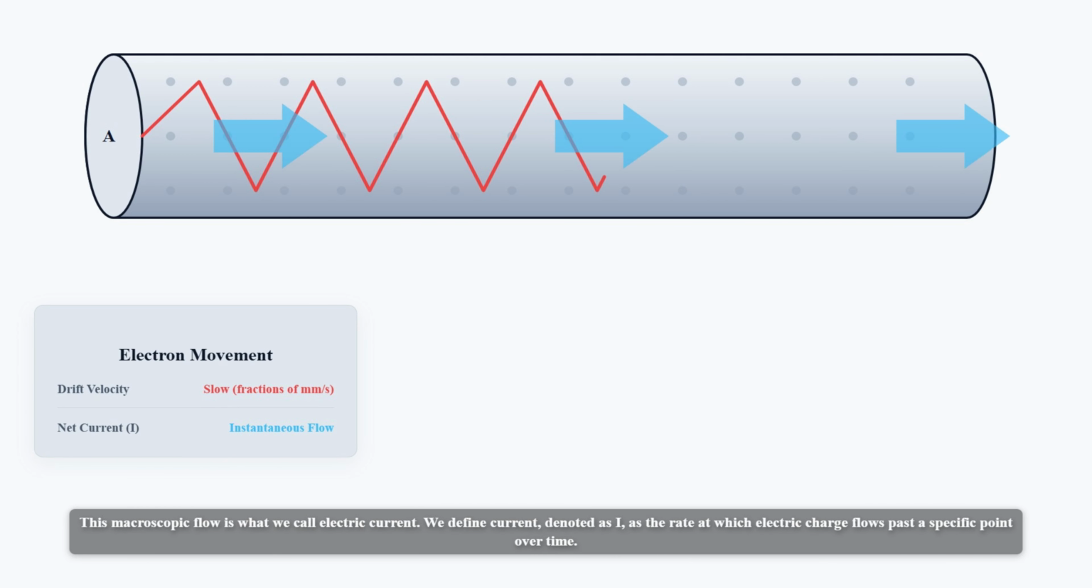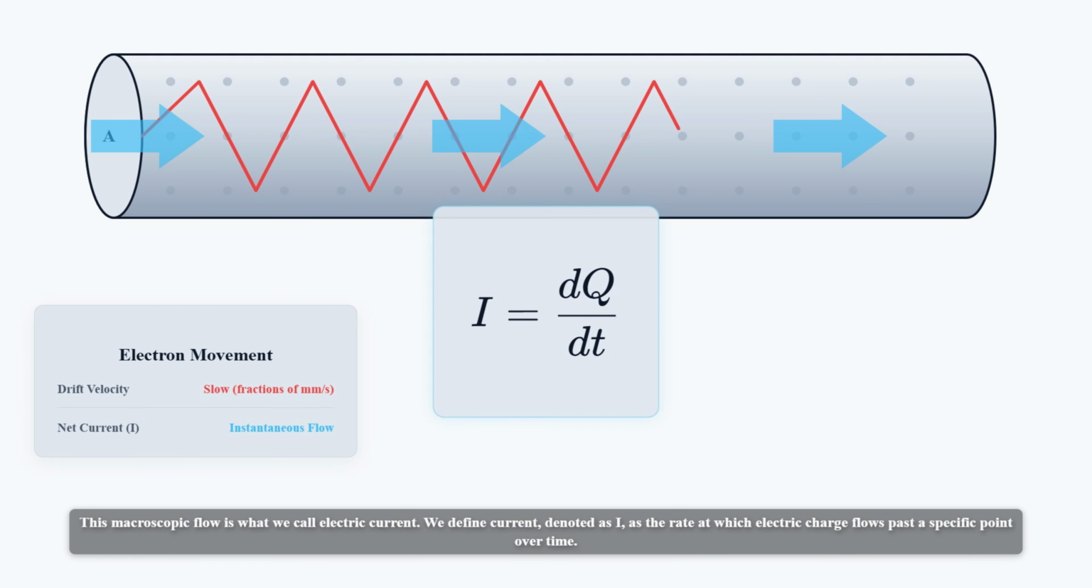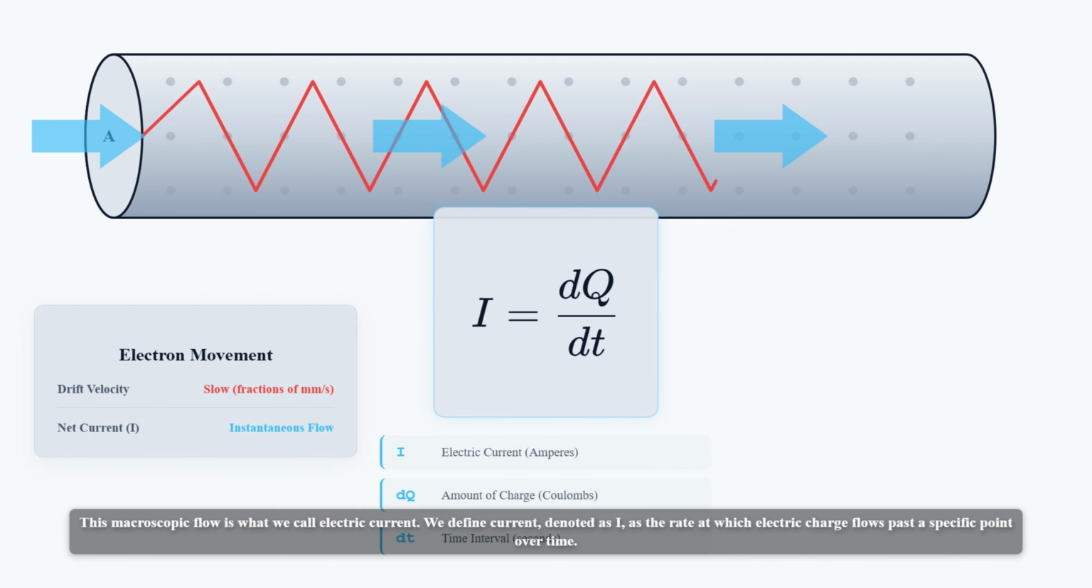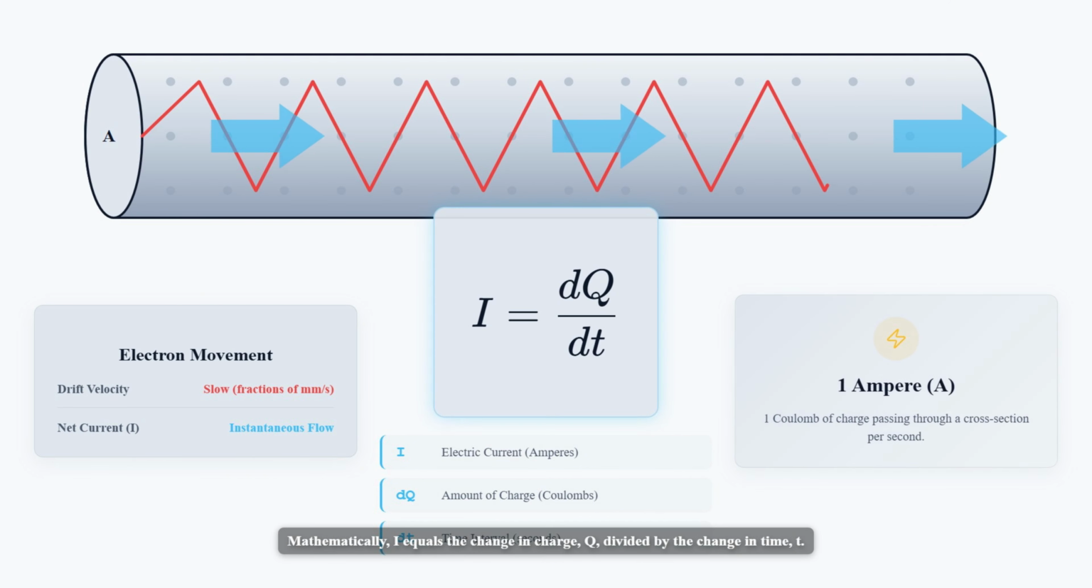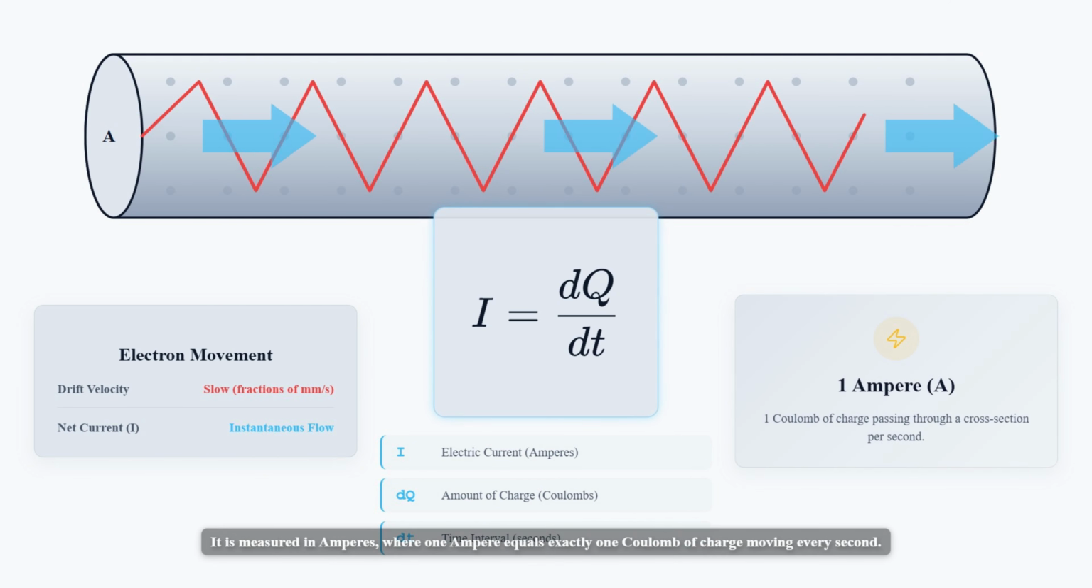We define current, denoted as I, as the rate at which electric charge flows past a specific point over time. Mathematically, I equals the change in charge, Q, divided by the change in time, t. It is measured in amperes, where 1 ampere equals exactly 1 coulomb of charge moving every second.